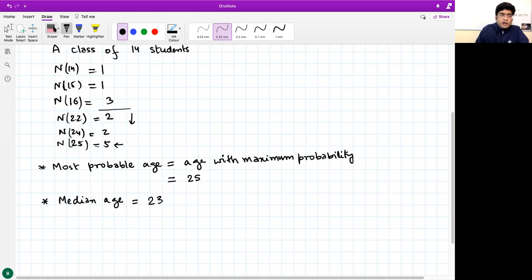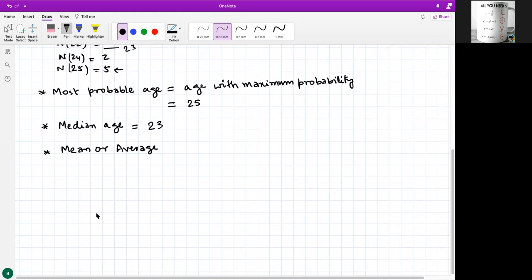Oh, sorry, I made a mistake here. 23 will come here. So below this there are 7 students, and above this there are 7 students. So this is the median age. Now in this case, mean or average.